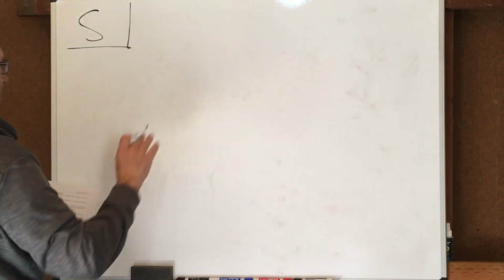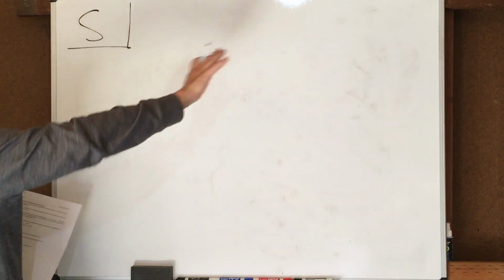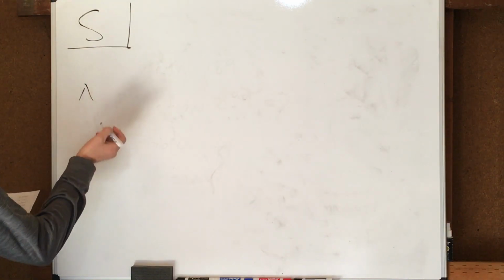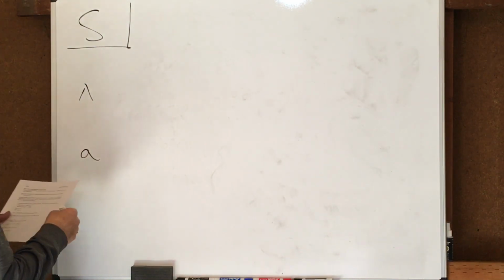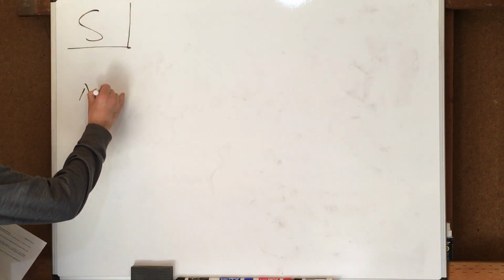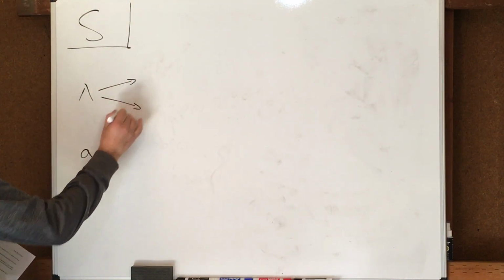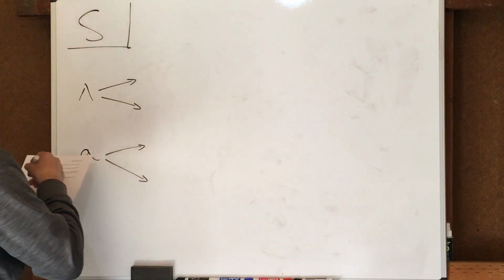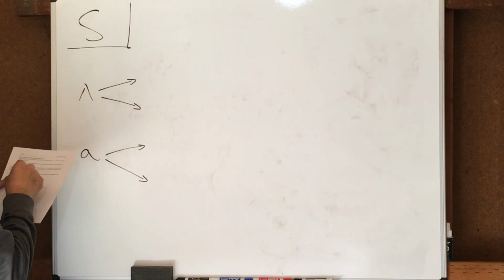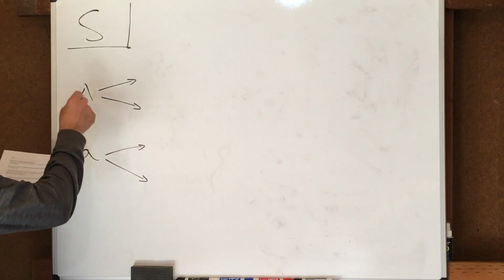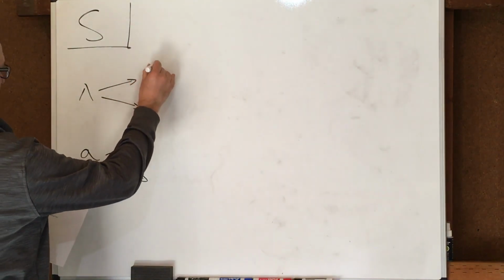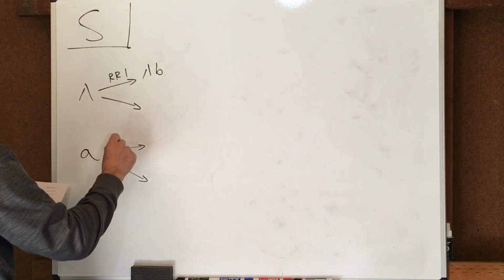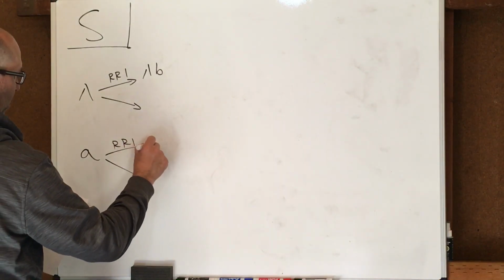I'll write out what S does on the board here. The initial case gives us lambda, the empty string, and A in S. Now we apply the recursive rule once to both of these. Recursive rule 1 gives us, this is our xb, so we get lambda b. Recursive rule 1 applied to A gives you ab.